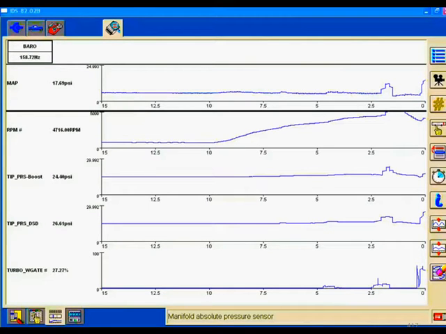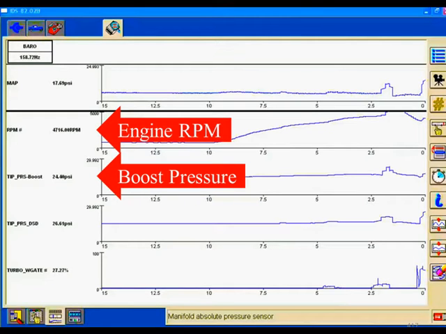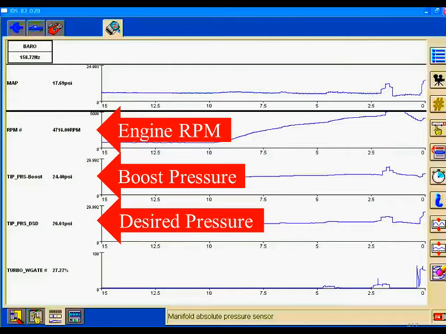Scan data is the easiest way to read turbocharger boost and wastegate activity. On our scan screen here we have engine RPM and then the actual boost pressure as measured inside the intake manifold with a simple 3-wire pressure sensor. Here is desired pressure, what the computer thinks the pressure should be at any given RPM. Now, this is not a computer-controlled turbocharger, so this is used for diagnostics.